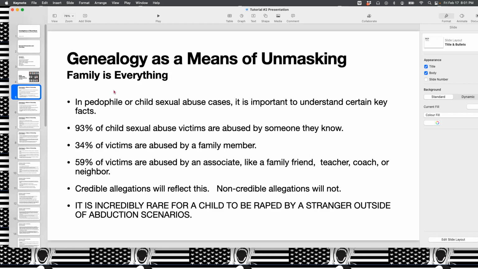And so when you take allegations from purported victims, you're going to understand that credible allegations will reflect this 93 to 7% split between known perpetrators and unknown perpetrators. Non-credible allegations will not reflect this. Outside of abduction scenarios, it is incredibly rare for a child to be raped or sexually assaulted by a stranger. It rarely happens. So if there's a kidnapping component, that lends credibility to the idea that a stranger would have abducted and raped a child. Outside of that, it really doesn't happen.